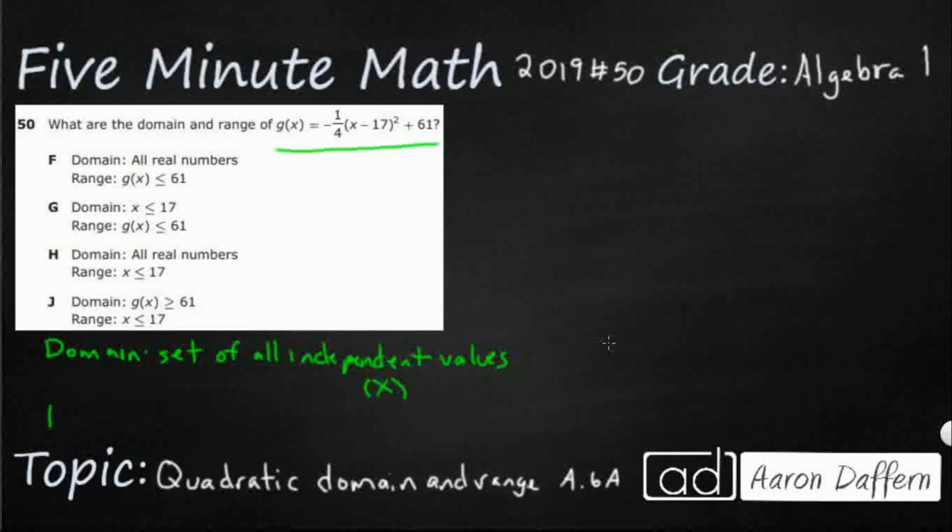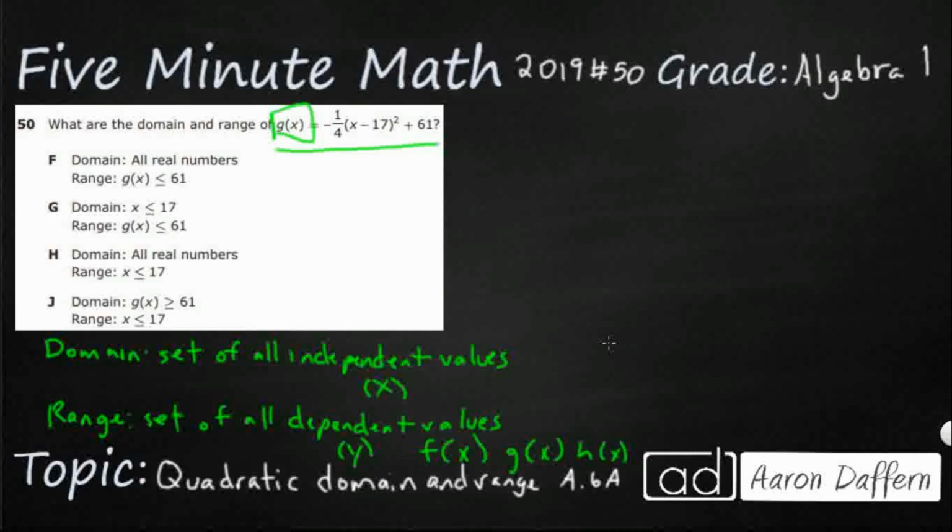Your range, on the other hand, well, if your domain is the set of all possible independent variable values, then your range is going to be the set of all possible dependent variable values. The shorthand for that is usually going to be the y values. And when we're graphing it, that usually works. But in this case, we don't have a y, we have a g of x. So it could be f of x, could be g of x, I've even seen h of x. So it's going to be the dependent value rather than simply the y values, but that's a good shorthand for it.